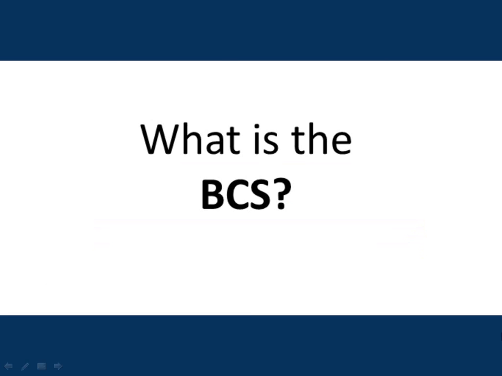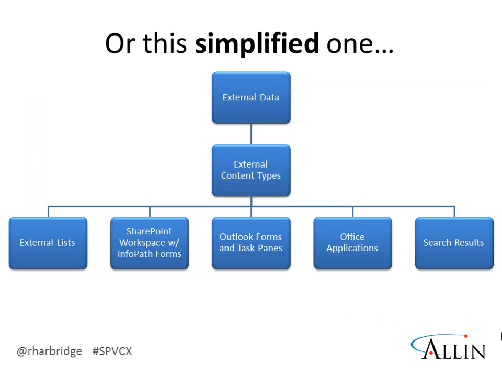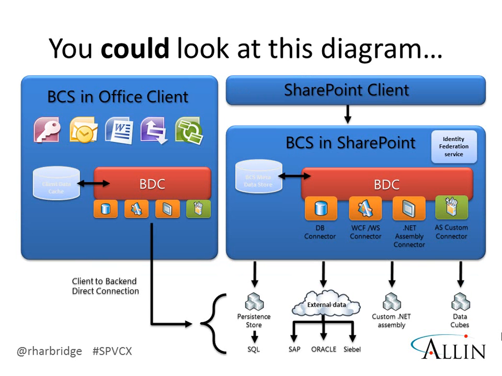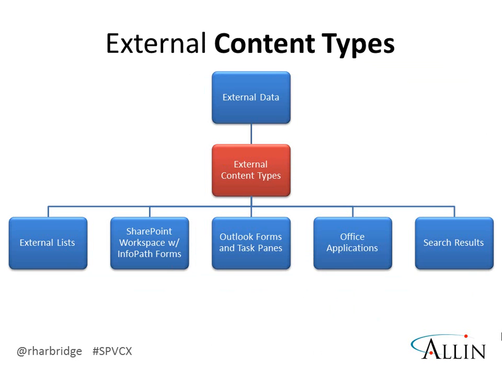So what is the BCS, right? Well, we could look at this diagram and we could try and describe it that way. Or we could look at the simplified one. This one looks really complicated but actually makes a lot of sense. Or we could use the simplified one. We're going to use the simplified one for today, and hopefully you'll find this helpful. In order for us to access external data, we have to use something called external content types.